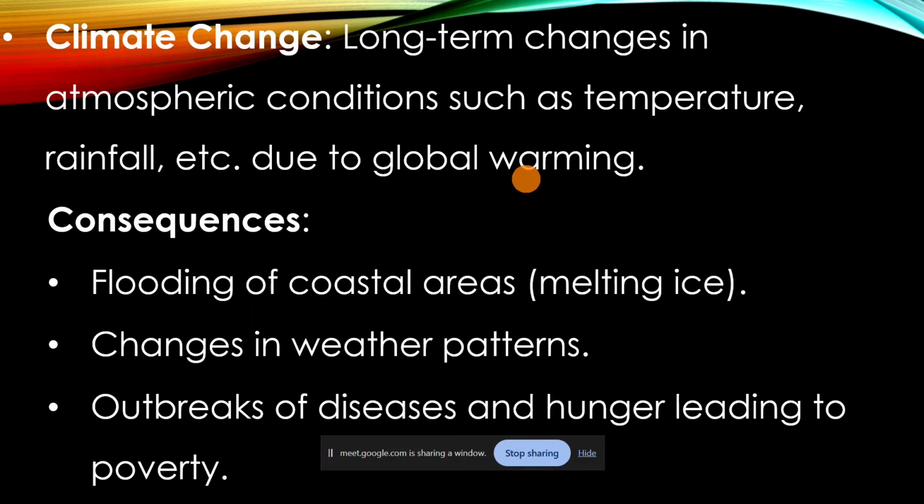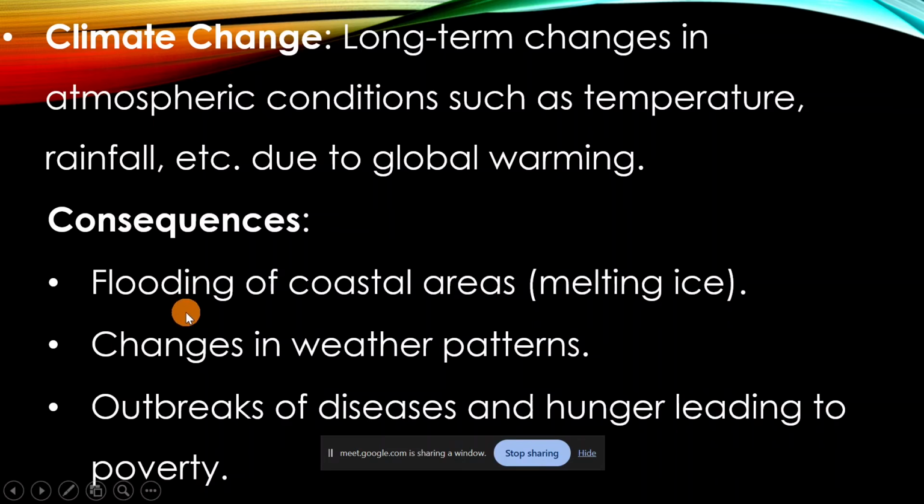So global warming, or rather chemical industrial activities, as much as they are important to us, also have a negative impact, which is climate change: long-term changes in atmospheric conditions such as temperature, rainfall, etc. due to global warming. Now, what are the consequences of climate change? If we have increased temperature, increased rainfall, for instance, or decreased, what are some of the consequences of climate change?